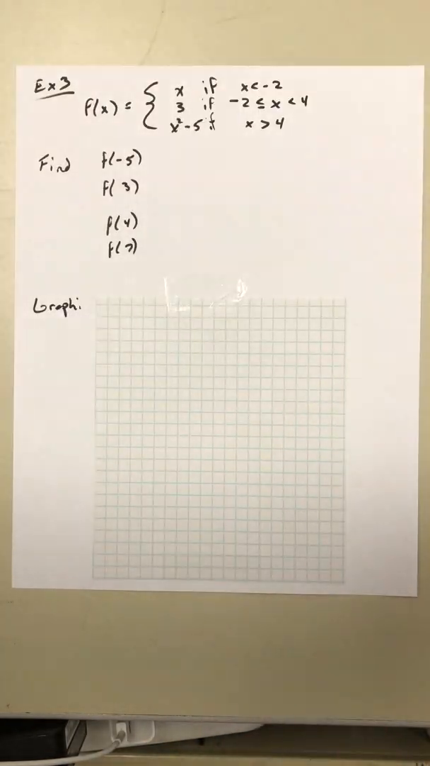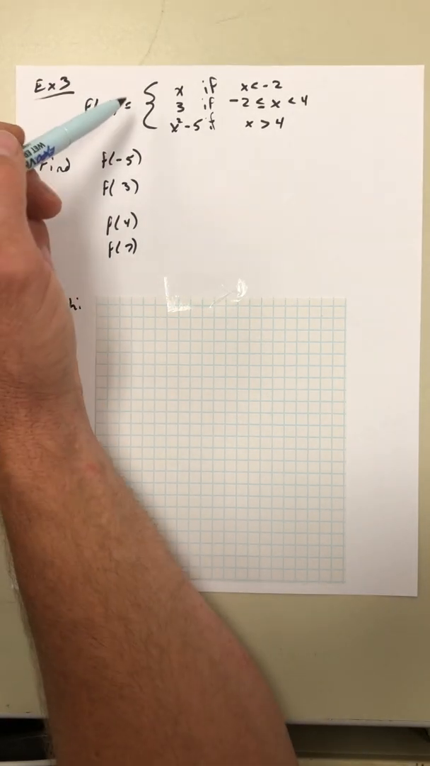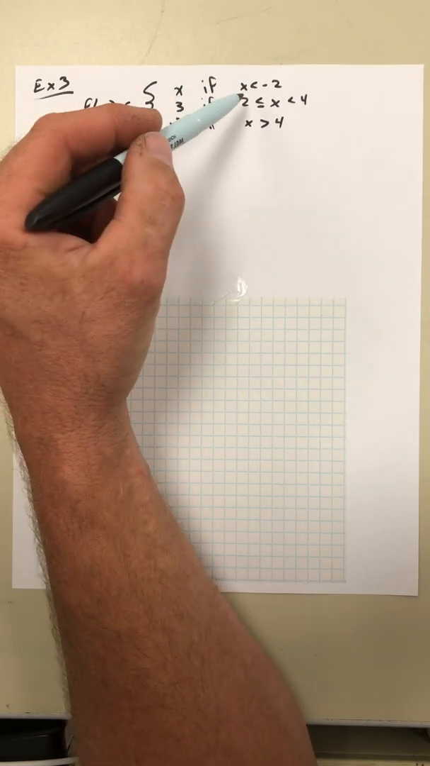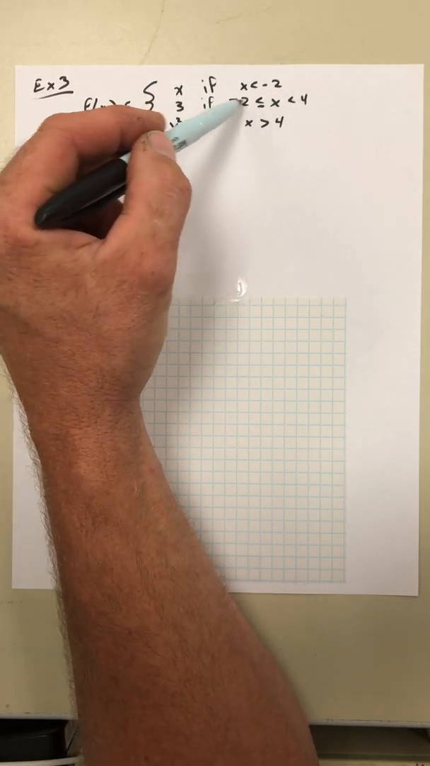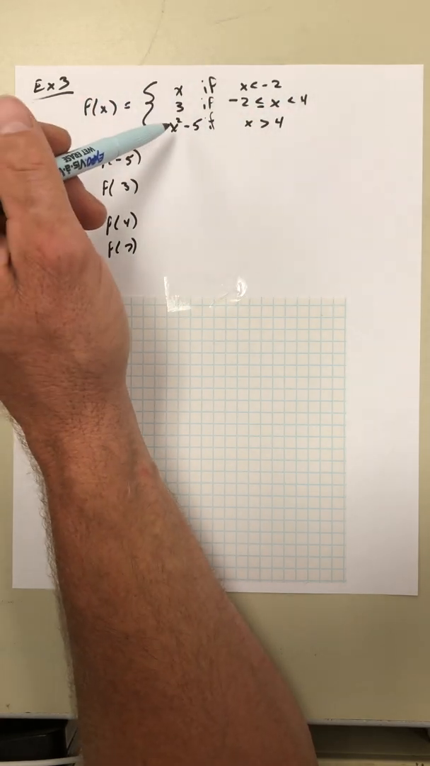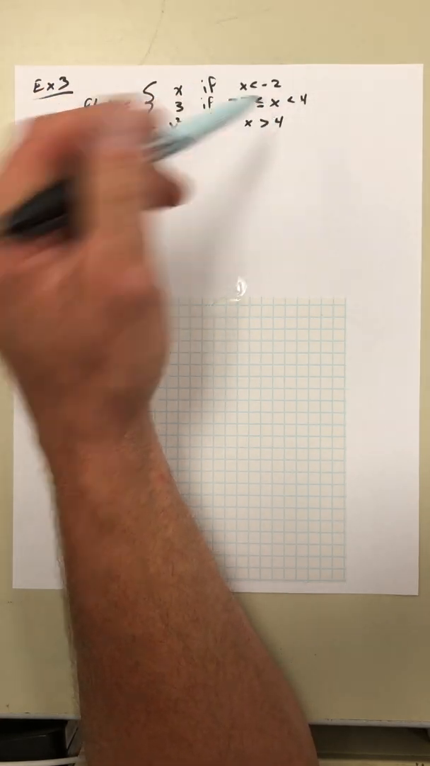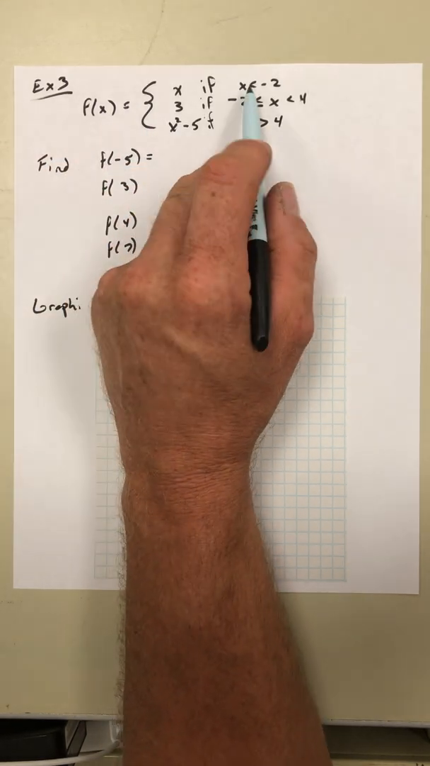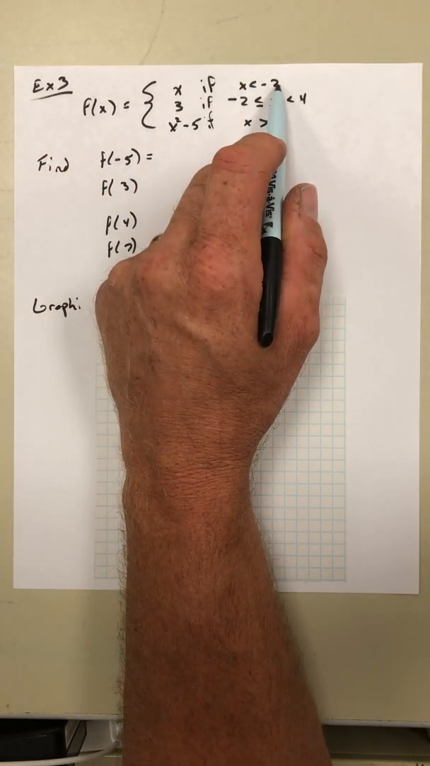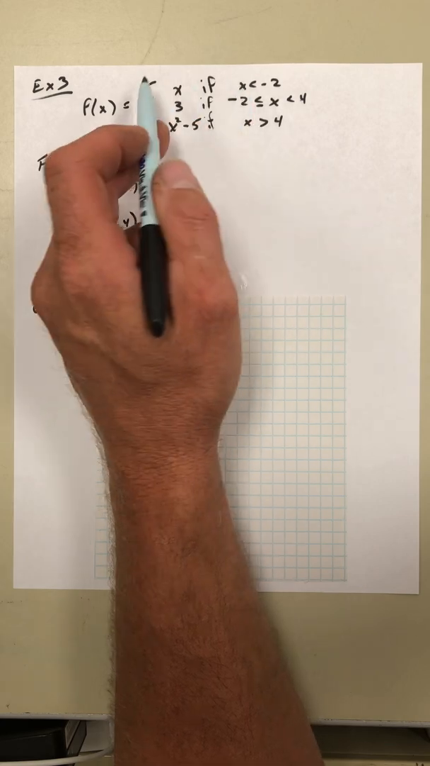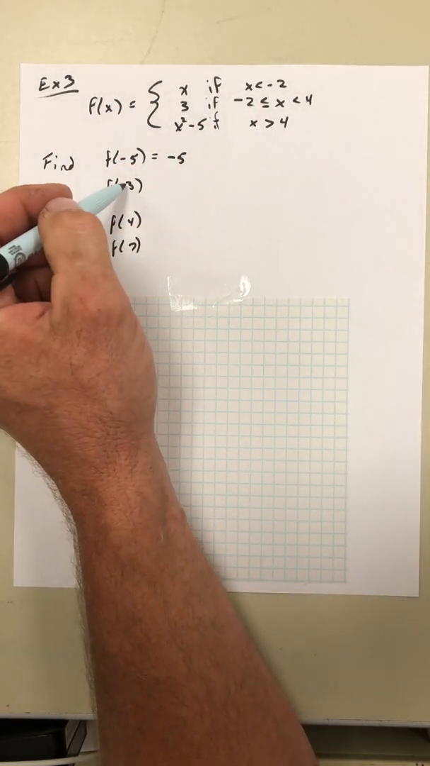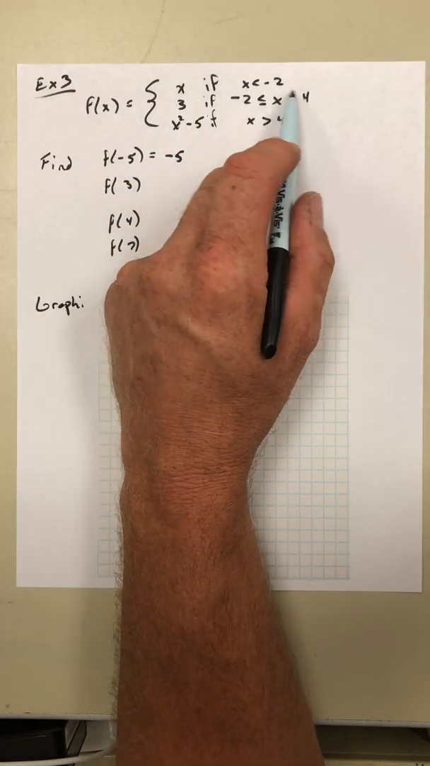I have one more. If we're given f of x equal to x if x is less than -2, 3 if it's between -2 and 4, and x squared minus 5 if it's greater than 4. So f of -5, it's going to make sense in this first part. -5 is less than -2. So plugging in -5 for x, I get -5 out. f of 3 makes sense between here.